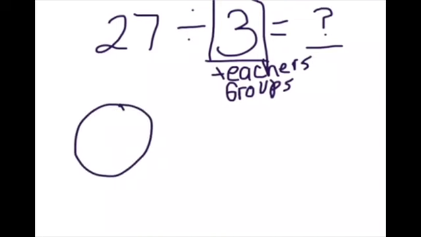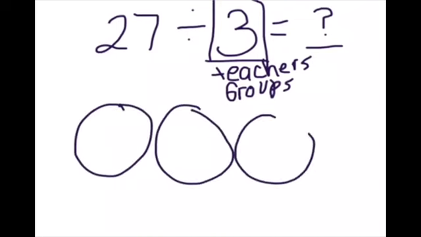So 3 groups, I'm going to make them nice and big because I know that there might be a lot in each group. I don't know, right? That's the number I don't know yet, the answer. But I do know that I have to split 27 equally, share it equally among these 3 groups.